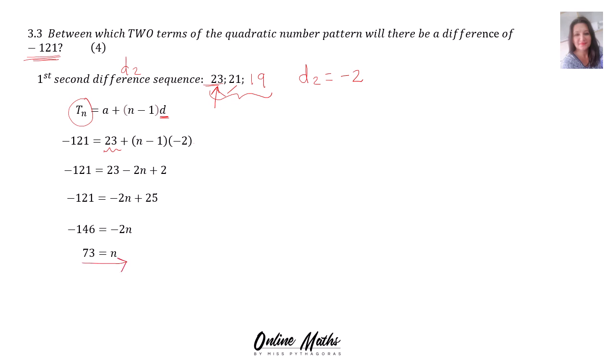So the question said between which two terms? So it will be between term 73 and term 74. So where are your marks? Your marks are for substituting Tn, the value -121, and then also in this step over there, after your substitution into the correct formula, and then for working out that n is 73, and then your conclusion for telling the examiner that it lies between term 73 and 74.